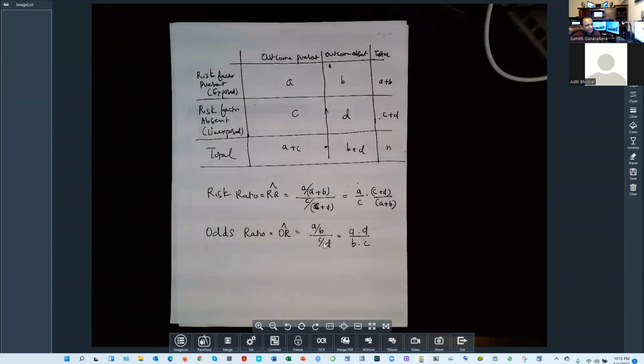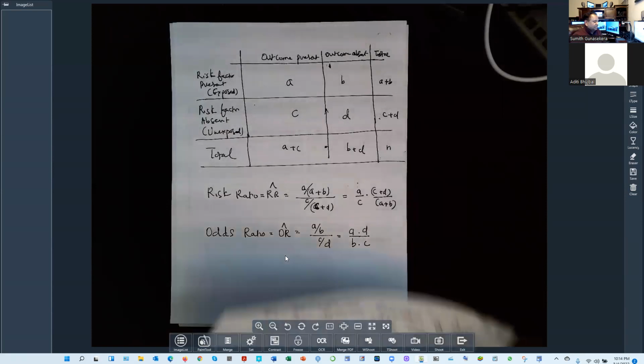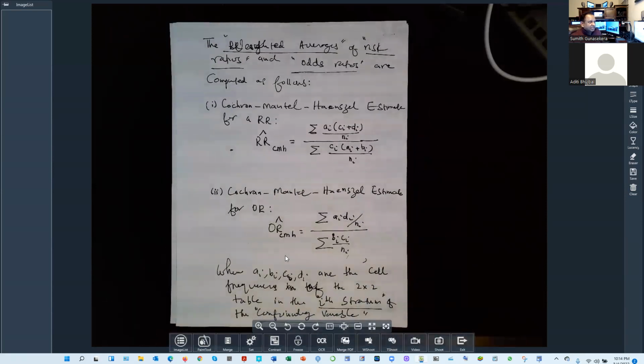Here, A divided by B, C divided by D. Here, A divided by A plus B, C divided by C plus D. That's the same thing I used earlier, N11, N12 like that. Only difference, I put the absent one here, present one here. But that doesn't matter. It's not a big deal. Now what are you gonna do? Now you're gonna do the weighted average.